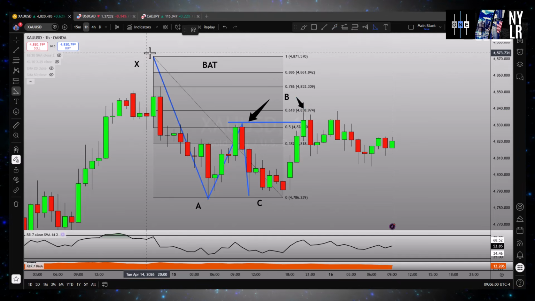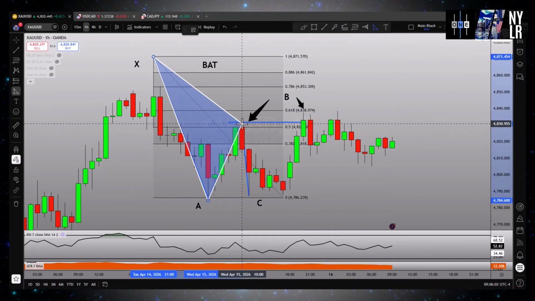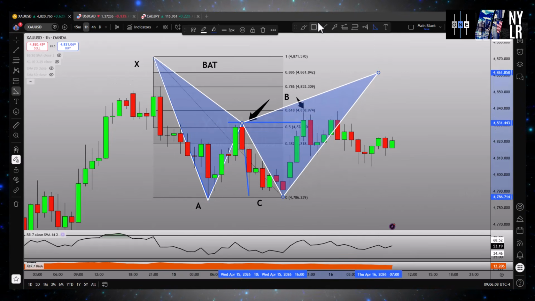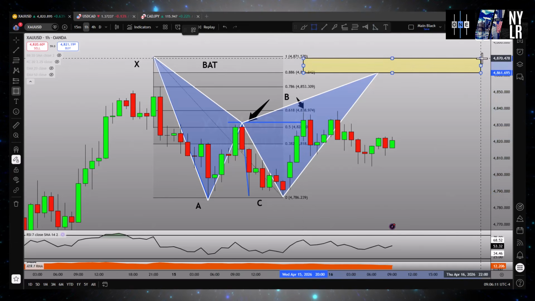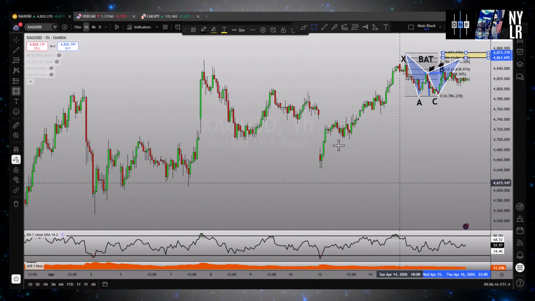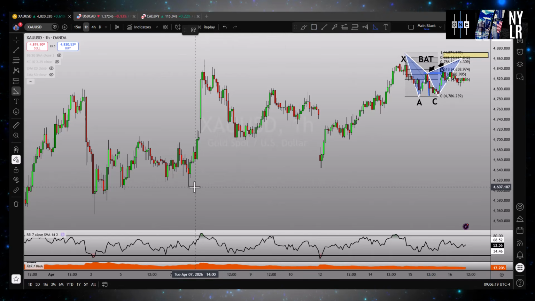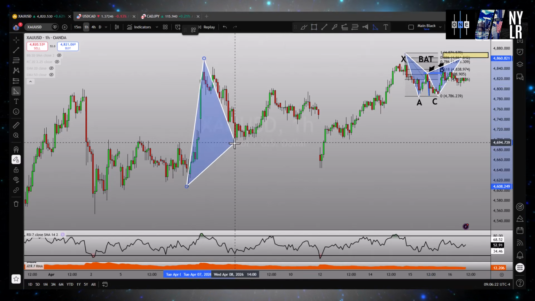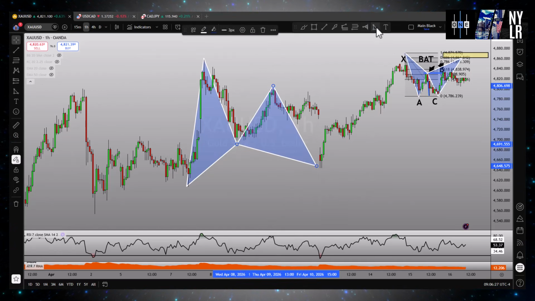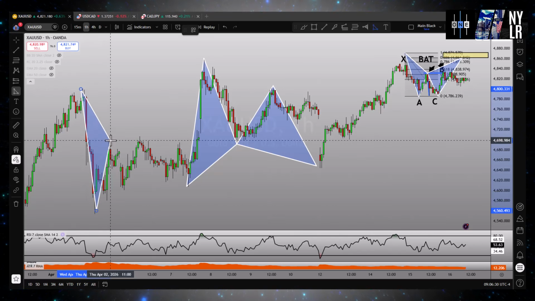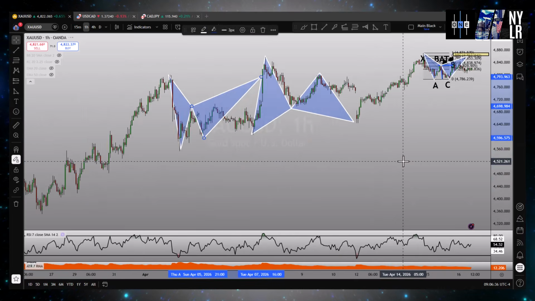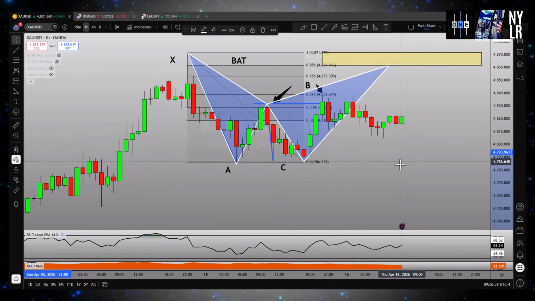X to A to B, B to C, potential CD completion right up here at our 886. Our zone going from our 886 to our X leg. And seeing if we can keep up the trend of consolidating gold and filling it with lots of patterns. Whatever, you guys know what I'm trying to do here. Higher, it looks better on the higher time frame, but there we go. There's your answer.